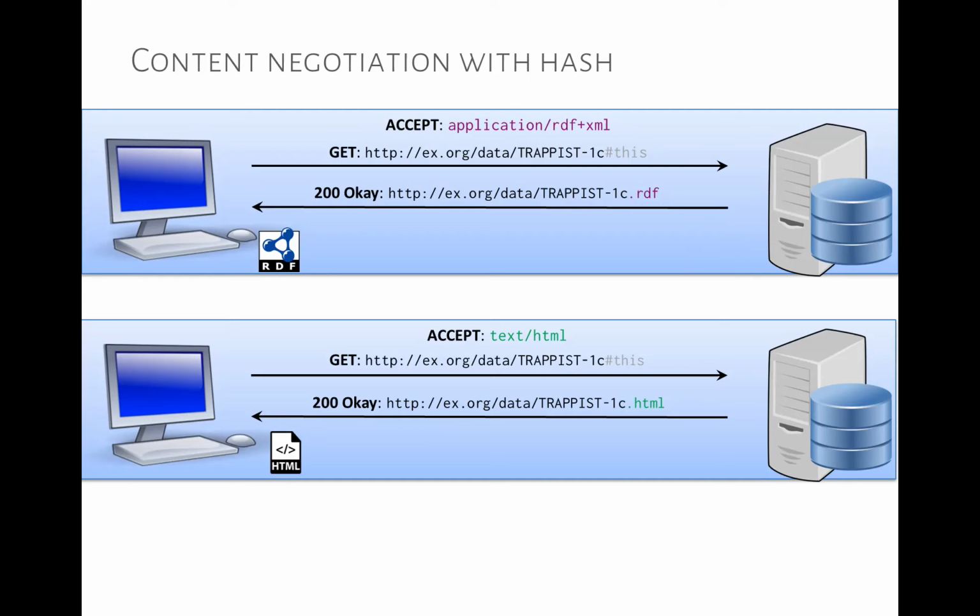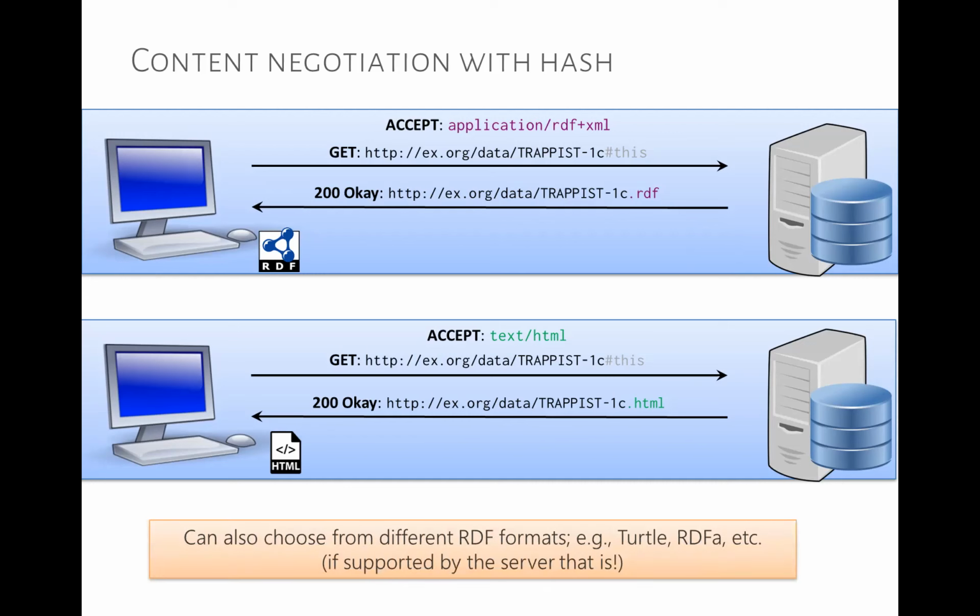So we can ask for what kind of format we want to describe this entity. If it's a human looking at it, we can ask for an HTML version. If it's a machine or maybe somebody working with RDF data, we can require an RDF format. So we can also choose different RDF formats. We could ask for Turtle, we could ask for RDFa, we could have a list of preferences with scores of what we'd like to be able to process.